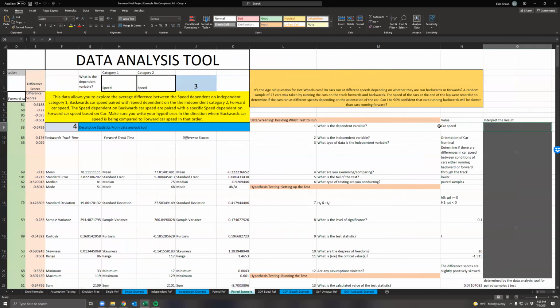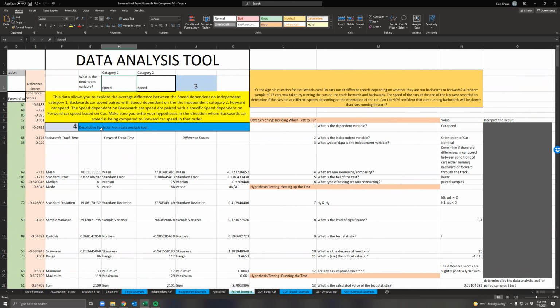Next, let's go ahead and take a look at this. What is the dependent variable? So the dependent variable is car speed, which I actually have right up here. But the reason why it's car speed is because the speed of the car is dependent on whether or not it is running forward or backward.